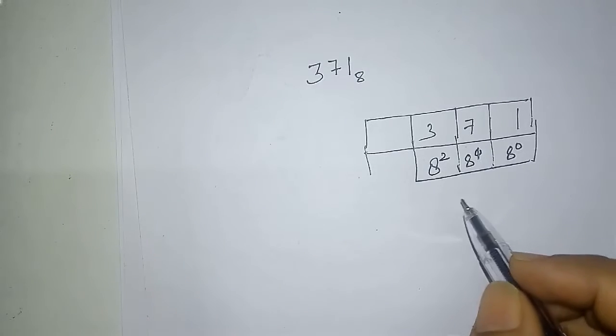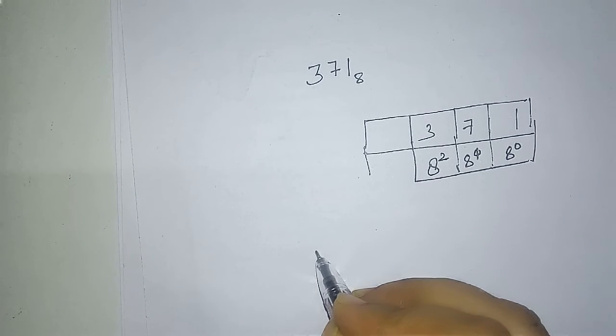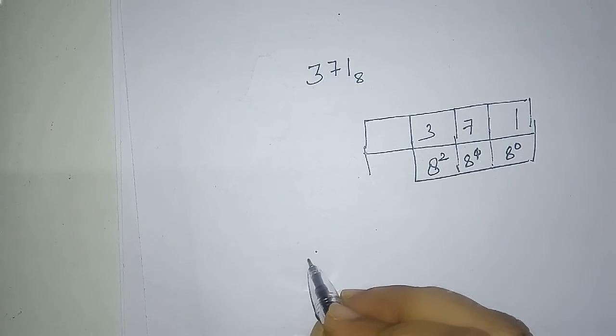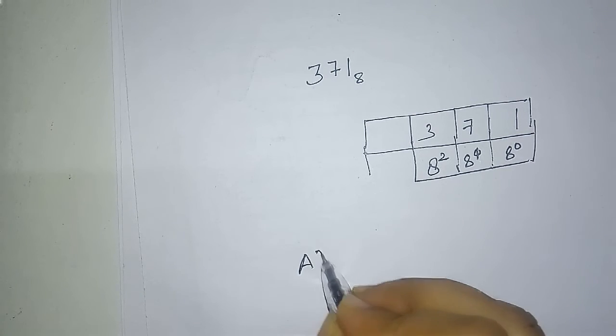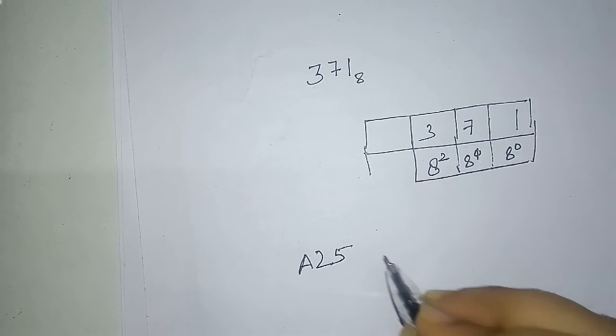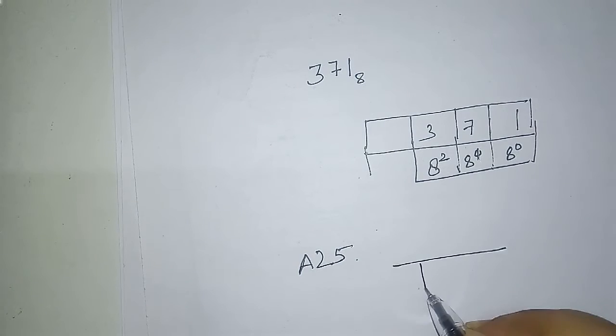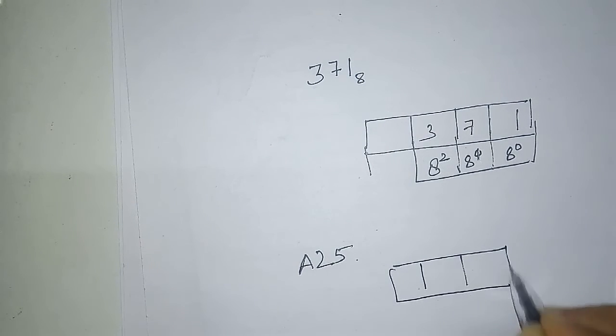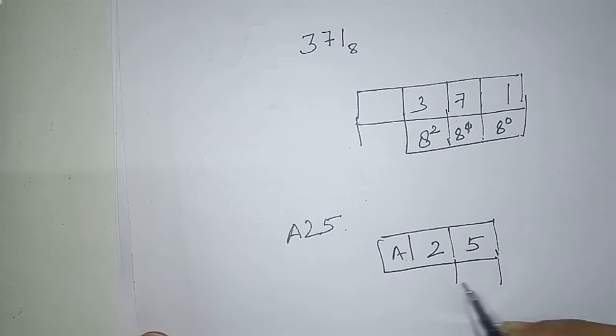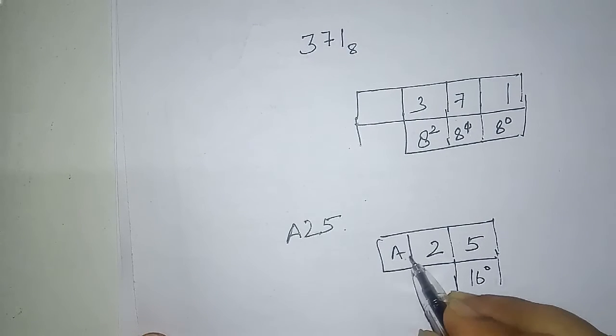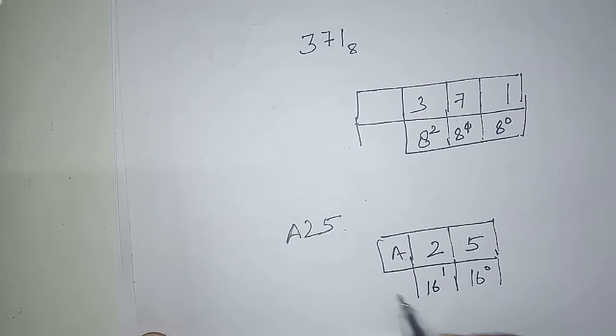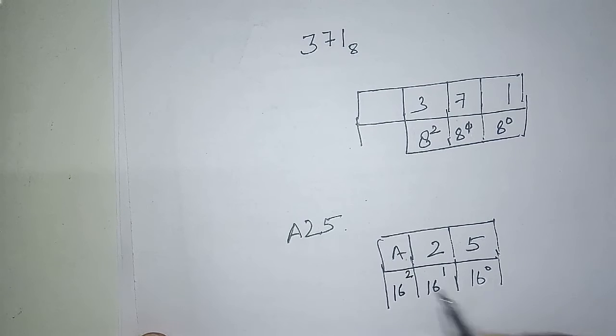In the same manner we can represent the numbers and provide them the positional value for the hexadecimal number system also. Suppose we have taken the number A25. The 5 will have the positional value of 16 to the power 0, 2 will have the value of 16 to the power 1, and A will have 16 to the power 2.